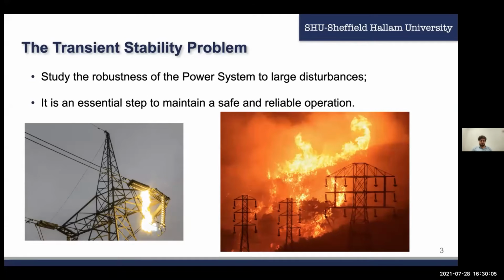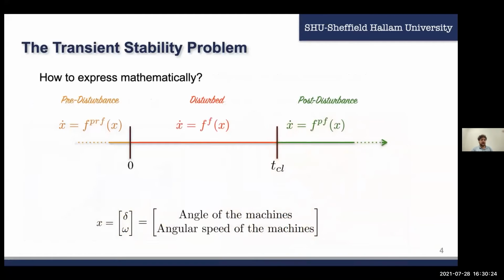If it was a small disturbance, we could use a linear analysis, which we would call small signal analysis. Since we are studying large disturbances, we use the transient analysis because it's a long time of simulation. And how can I express mathematically what the transient stability problem is?